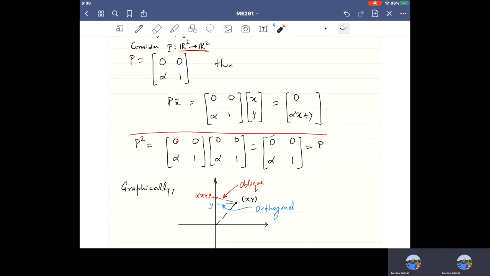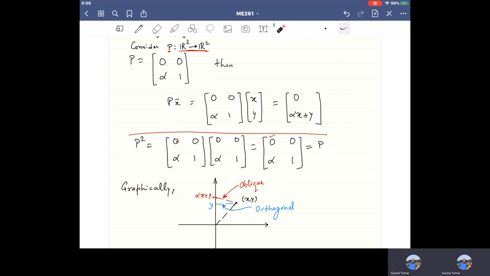So now when we operate on a 2D space with this projection operator, you get 0 times x plus 0 times y, which is 0, and alpha times x plus y here.